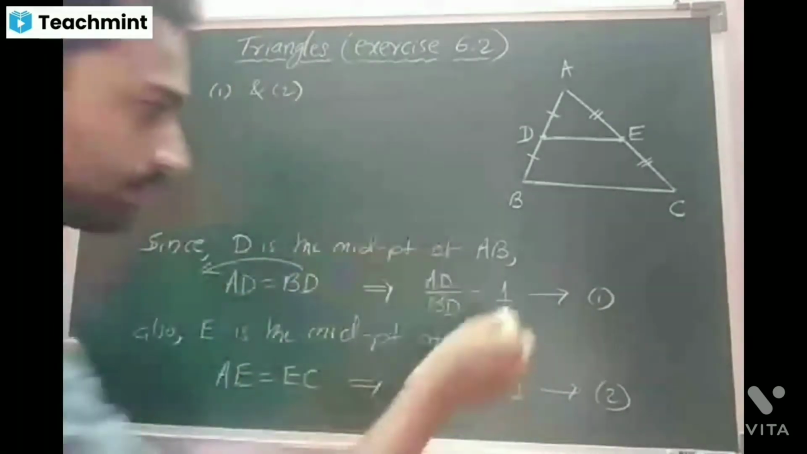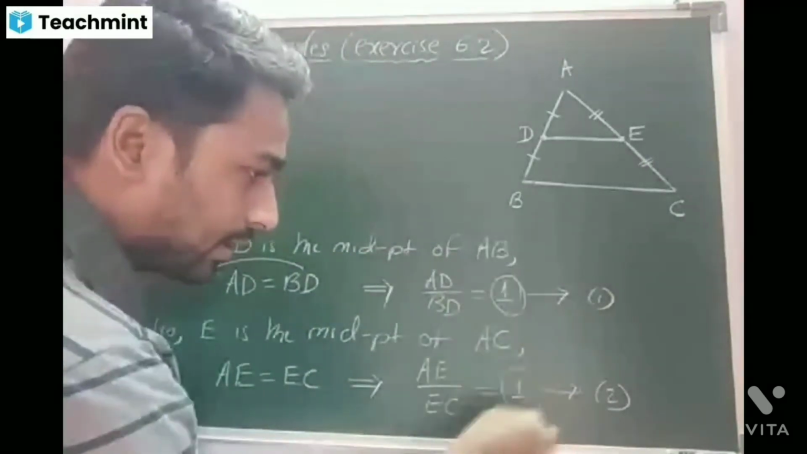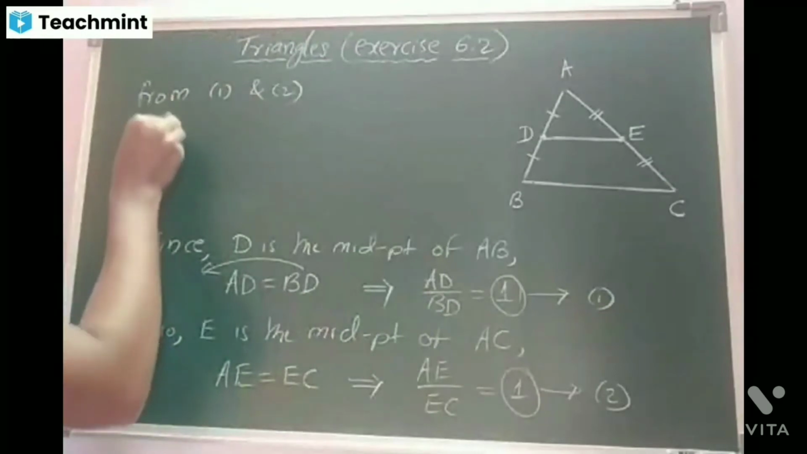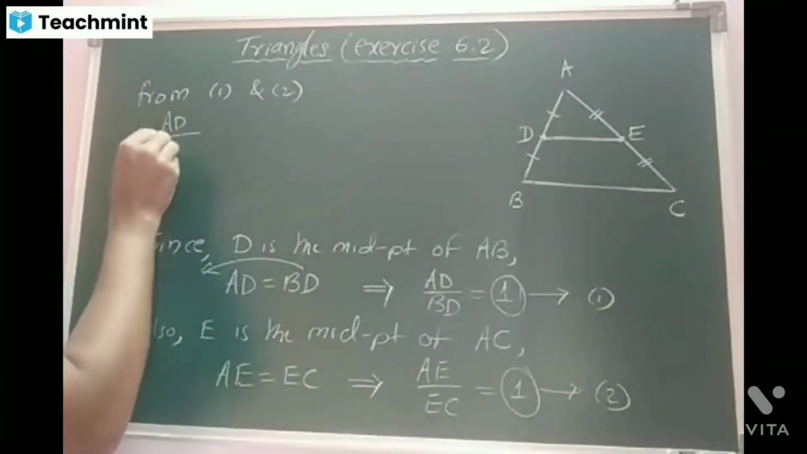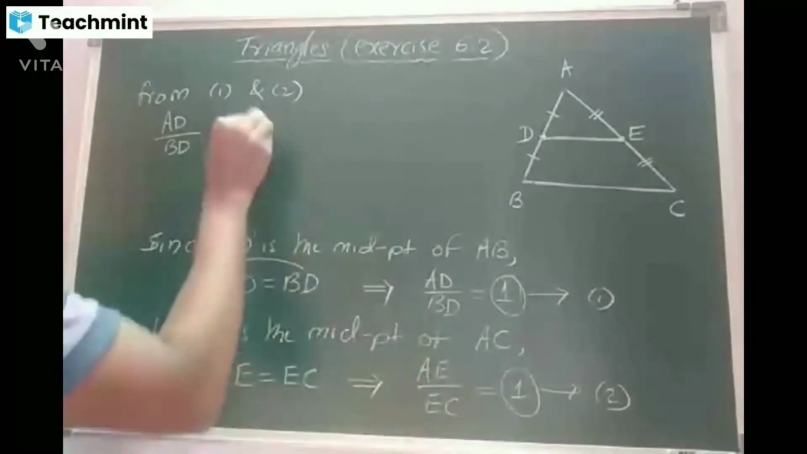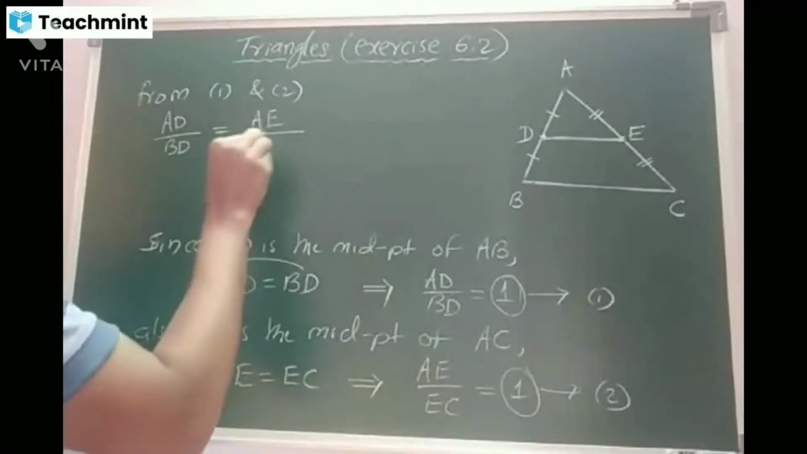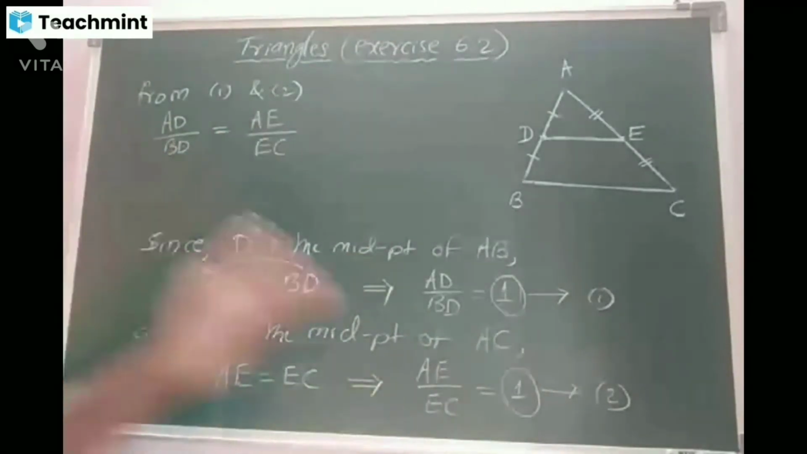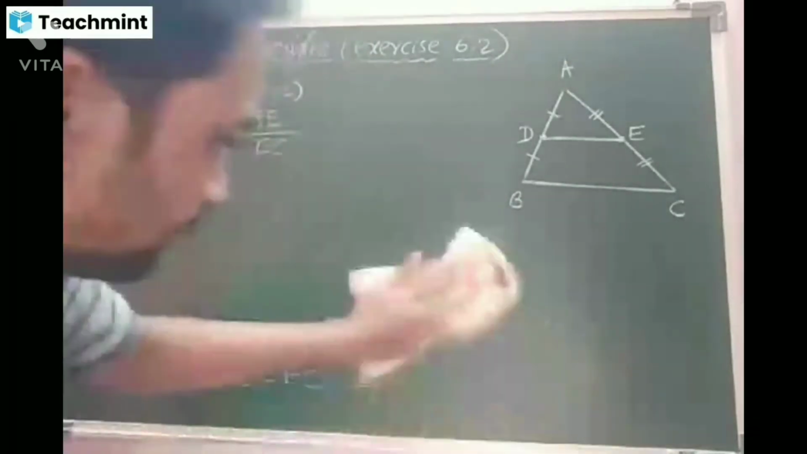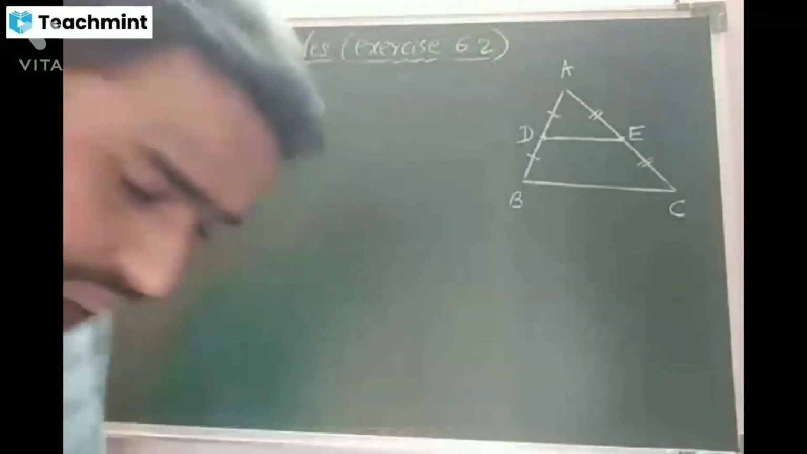Yeah, beta. Look at this. The answers on the right side are exactly the same. Hence, LHS should be the same. From 1 and 2, AD by BD is equal to AE by EC. Beta, can anybody tell what will be the next move in this particular answer? This implies DE is parallel to BC.